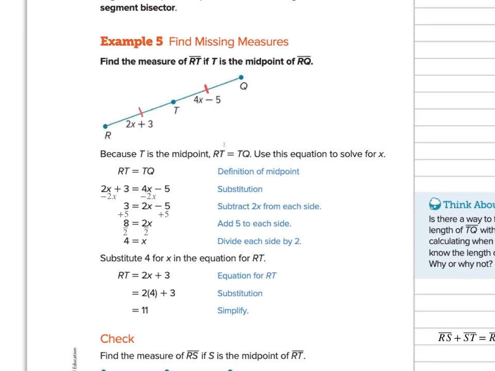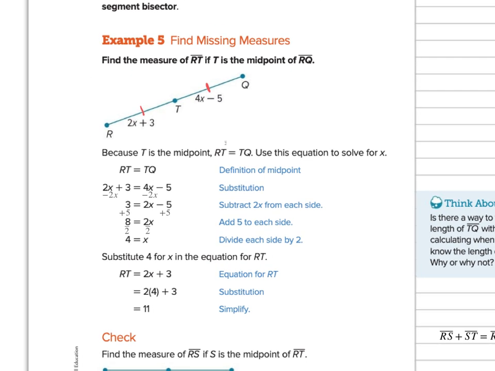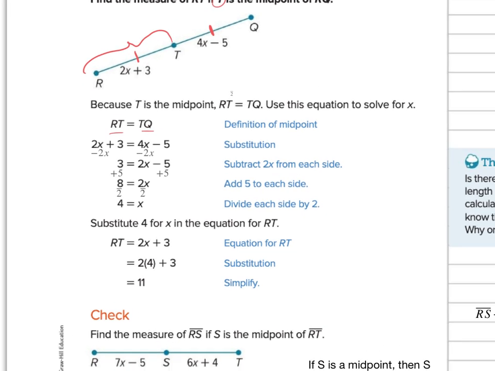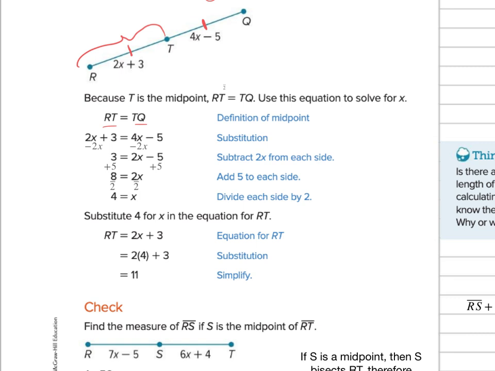So here, finding the missing measurements, find the measure of RT. Well, in order to find the measurement, I need to figure out what x equals. And they told me that T is the midpoint of RQ. So I'll just turn around and say, hey, RT is equal to TQ. Then I did some substitution and substituted in the value 2x plus 3 for RT, 4x minus 5 for TQ. I went ahead and subtracted 2x from both sides to combine my variables. So I have 3 is equal to 2x minus 5.